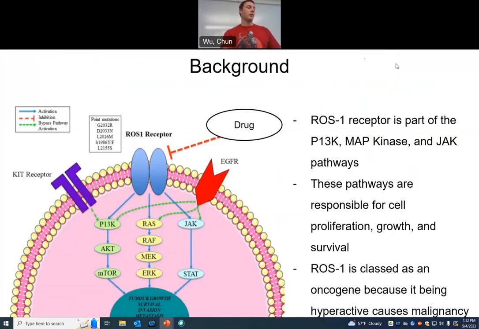For the background, the ROS1 receptor is part of multiple pathways like the PI3K, MAP kinase, and JAK pathways. These pathways are responsible for cell growth, proliferation, and survival. If this receptor is overactive, it's categorized as an oncogene, and we're trying to find a drug that would inhibit all this.